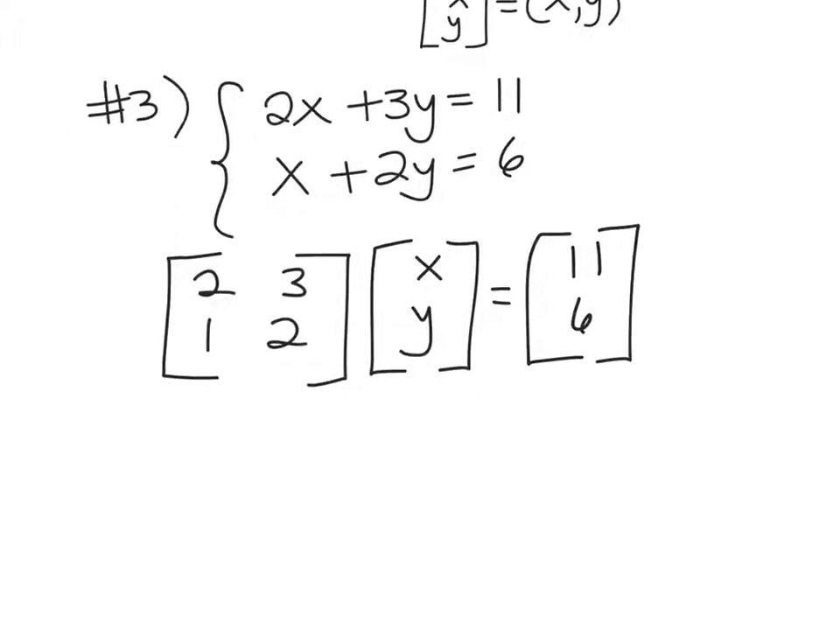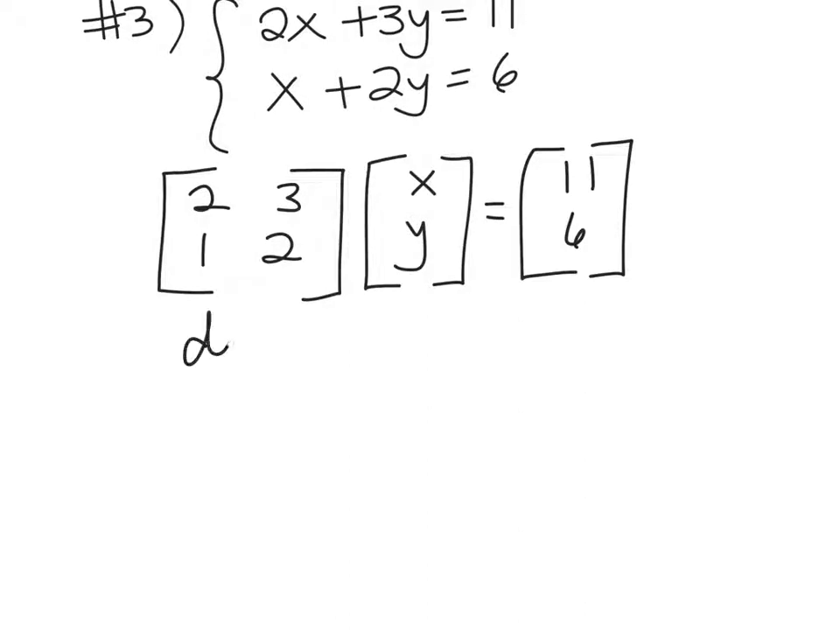Okay, so here we go. Let's first find the determinant of this matrix A. Determinant is 2 times 2 is 4, minus 3 times 1 is 3. Determinant is 1. You're going to like it when the determinant is 1 or -1 because then there's no fractions at all.